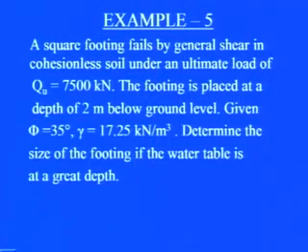Now, in another example, if we take into account the shape of the footing. Earlier we considered the case for the strip footing. Now, here it is a square footing which fails by general shear failure in cohesionless soil, means C equal to 0, under an ultimate load of 7500 kilonewton, the footing is placed at a depth of 2 meter below the ground level, given phi equal to 35 degrees, gamma equal to 17.25 kilonewton per meter cube, we will have to determine the size of the footing if the water table is at great depth.